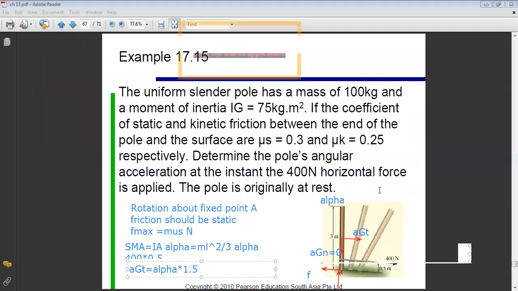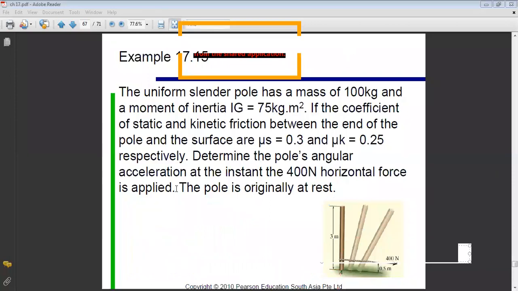This is my second equation. I already calculated alpha, and this relation will give me AG tangential. I still have only two unknowns, which are N and F. To find N and F, what should I do? Sum of N and sum of T. So I will put again my forces. I have the weight downward, I have N upward, and I have the 400 Newton force and the friction force.